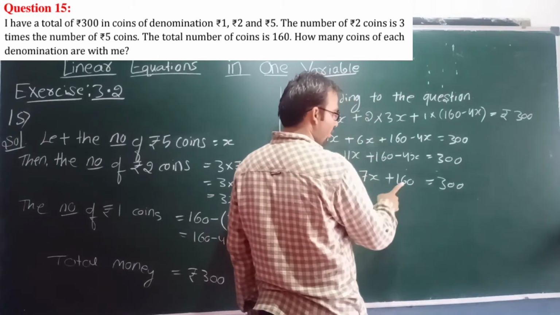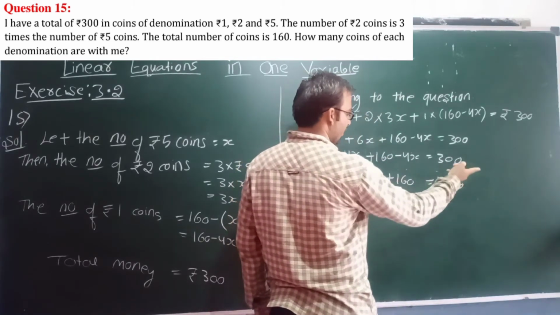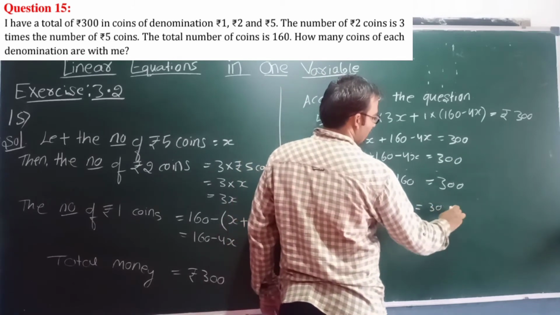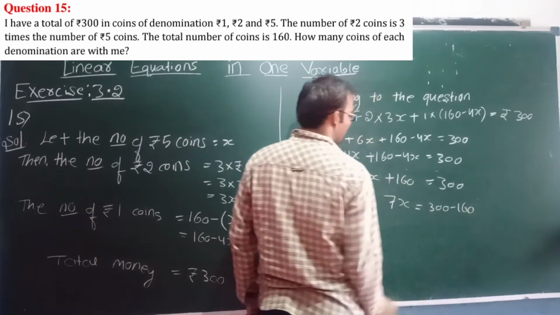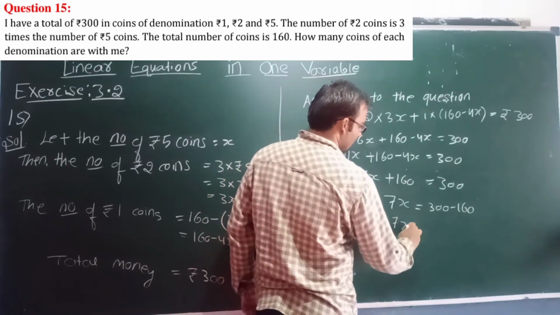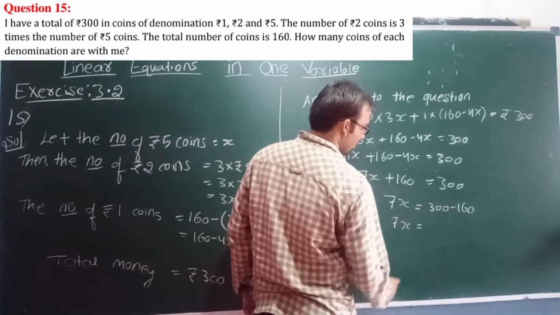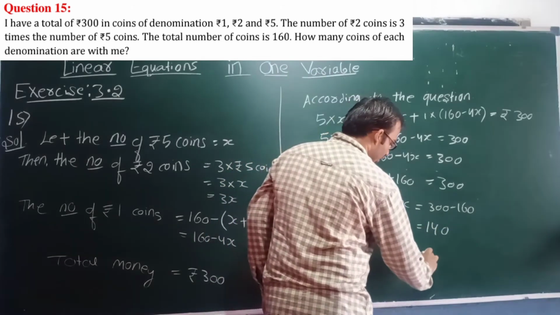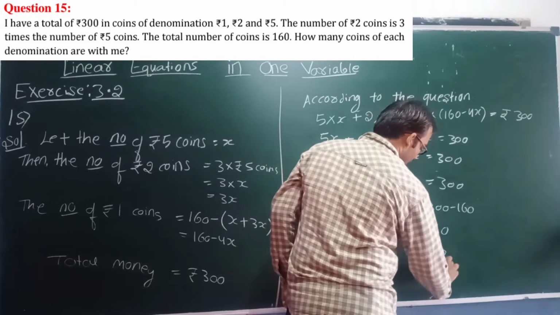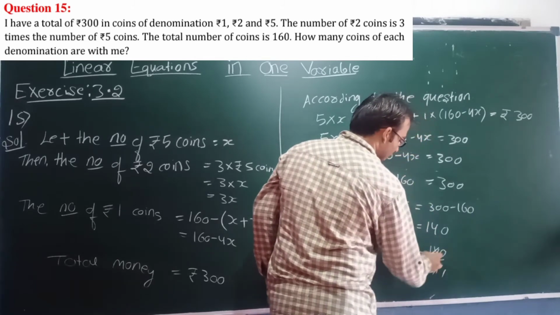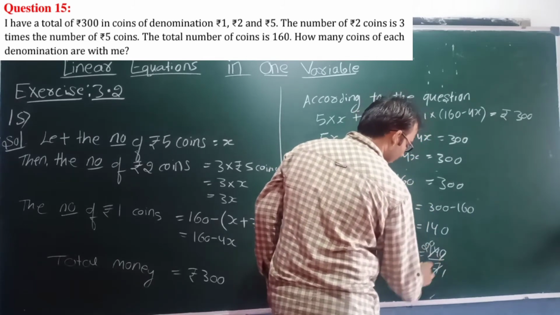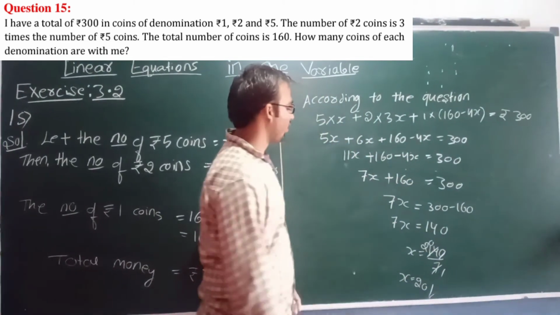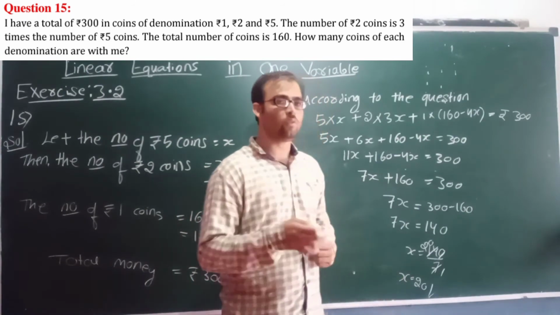Okay, so now you transpose this plus 160 towards the right side, so it will be 7x equals 300 minus 160. Okay, so now what you can get? 7x is equal to 300 minus 160, which is 140. So x is equal to 140 by 7. 7 into 7, 7 to the 14, 0 cancel, 0. Then what will be the value of x? That is 20. Okay, so what is the value of x? x is 20.